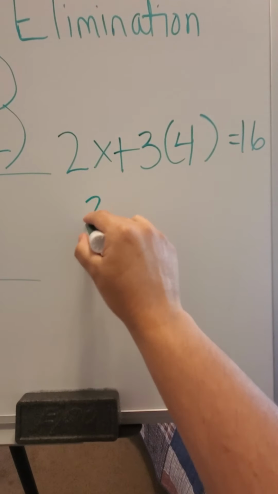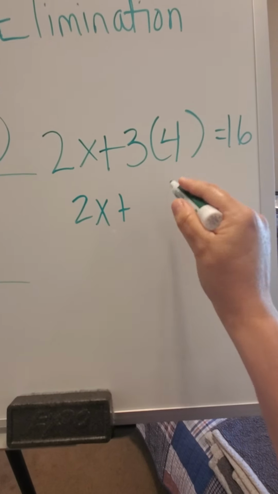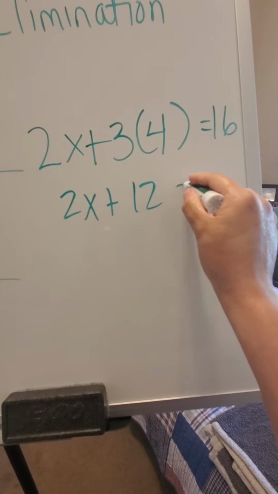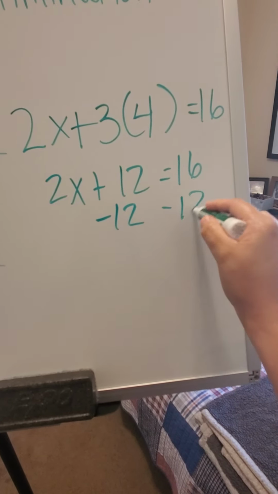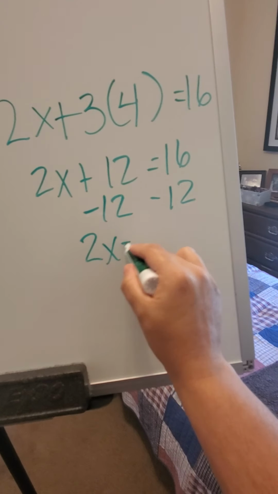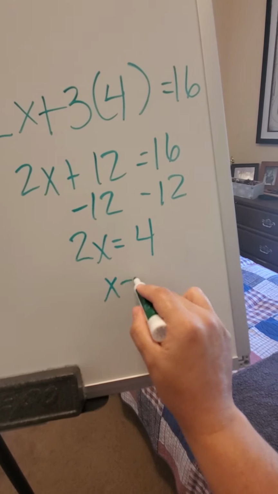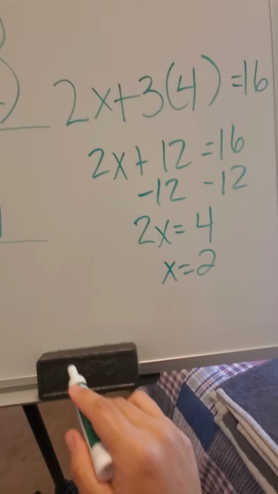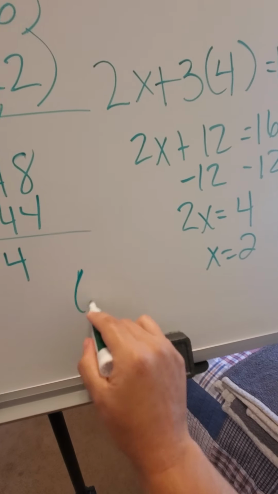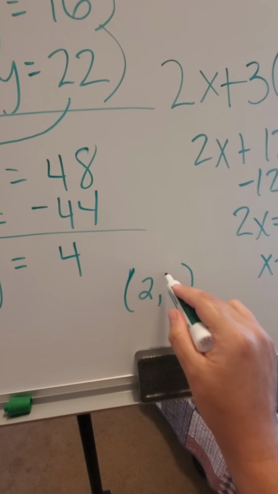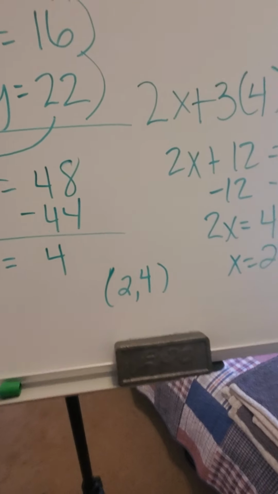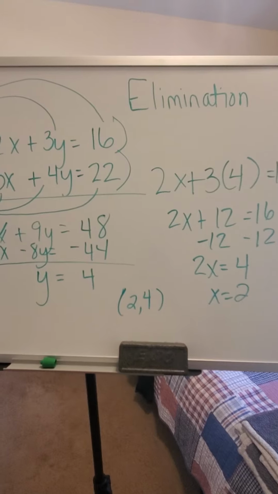Now, I can bring this down, 2x. 3 times 4 is 12, equals 16. Subtract 12. 2x equals 4, so x equals 2. So now I know they cross at 2, because that's my x, and 4, that's my y. So 2, 4 is where they would cross on the coordinate plane. And that's elimination.